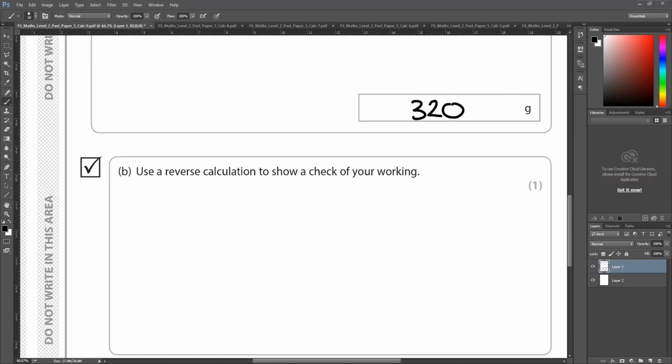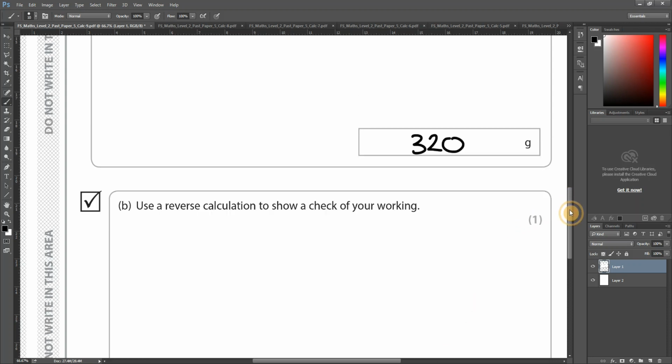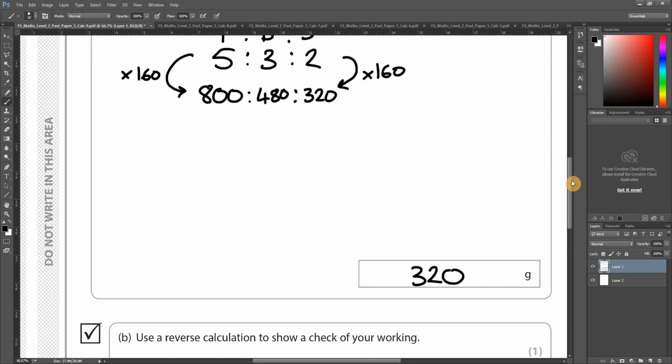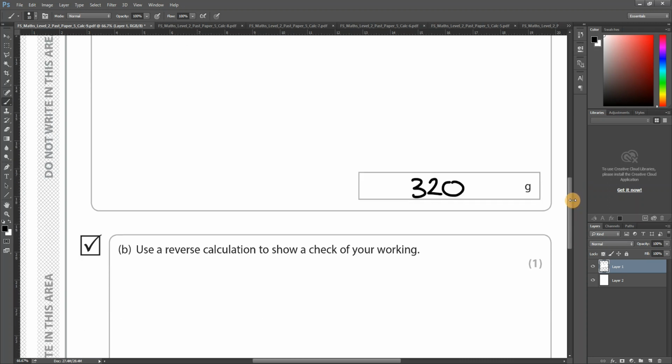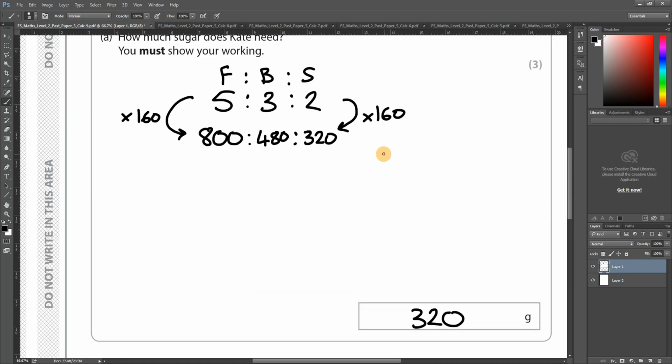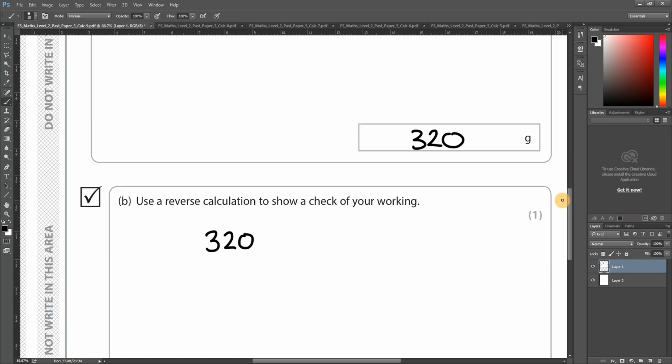Part B says, use a reverse calculation to show check of your working, for 1 mark. So whenever it says reverse calculation, you have to work backwards from your answer. So I have to do 320. What was the last thing we did? Well, the last thing we did was times by 160. So you're going to have to divide by 160 and type that in your calculator, and you should get exactly 2, which is what we got here.